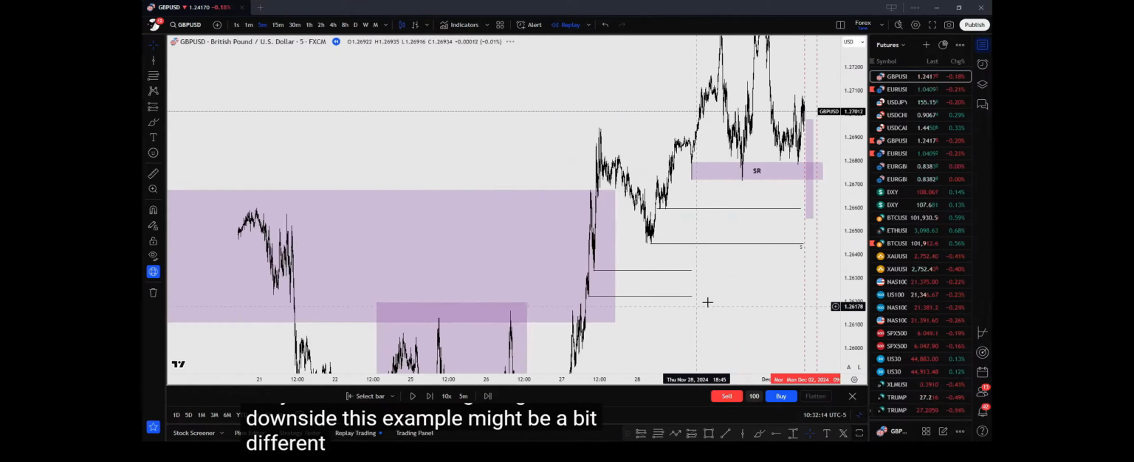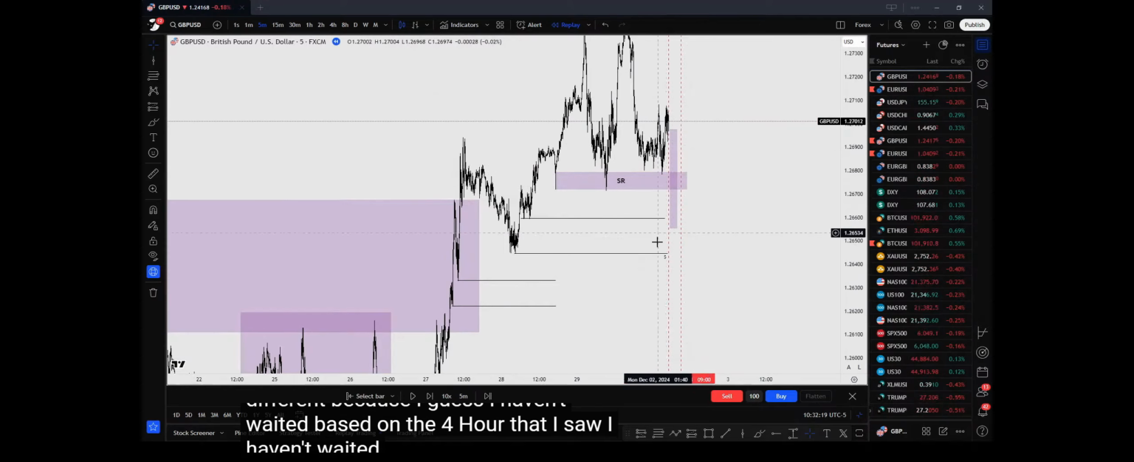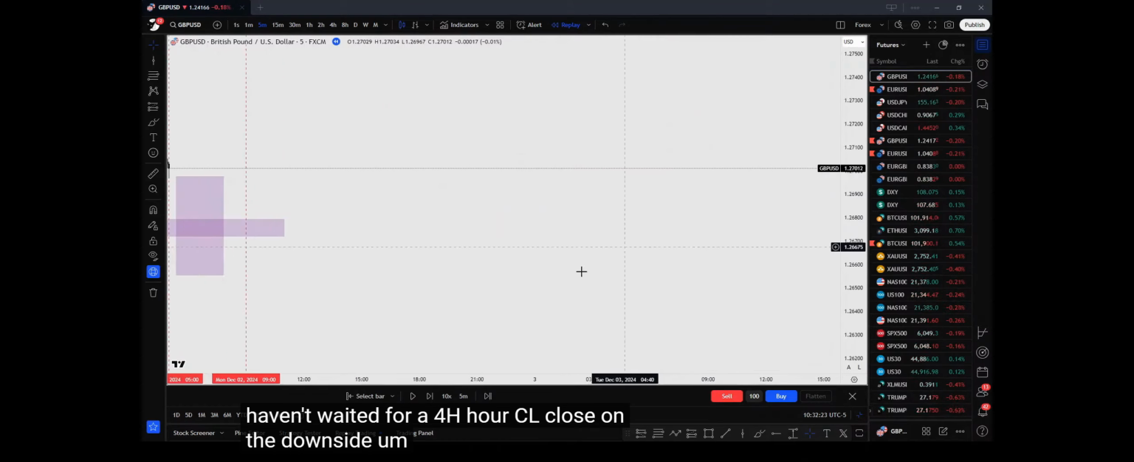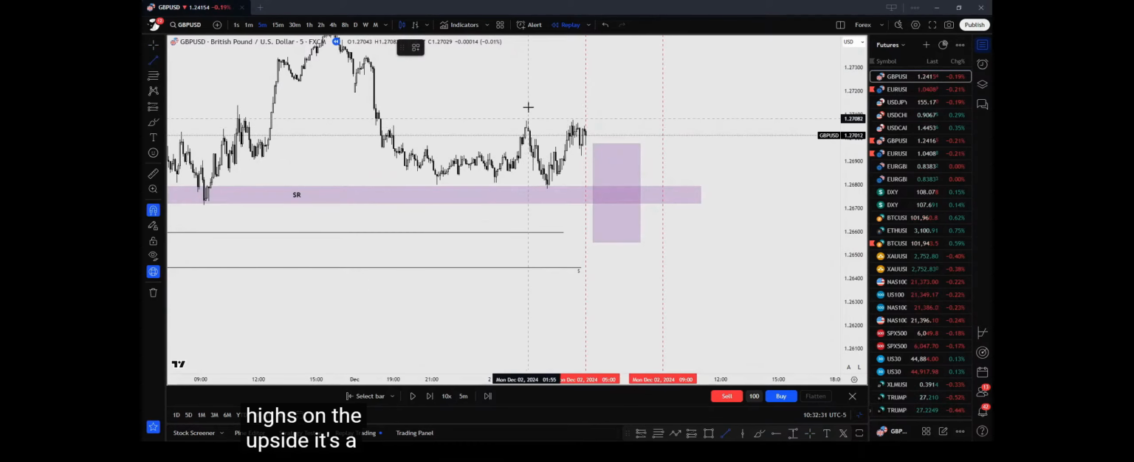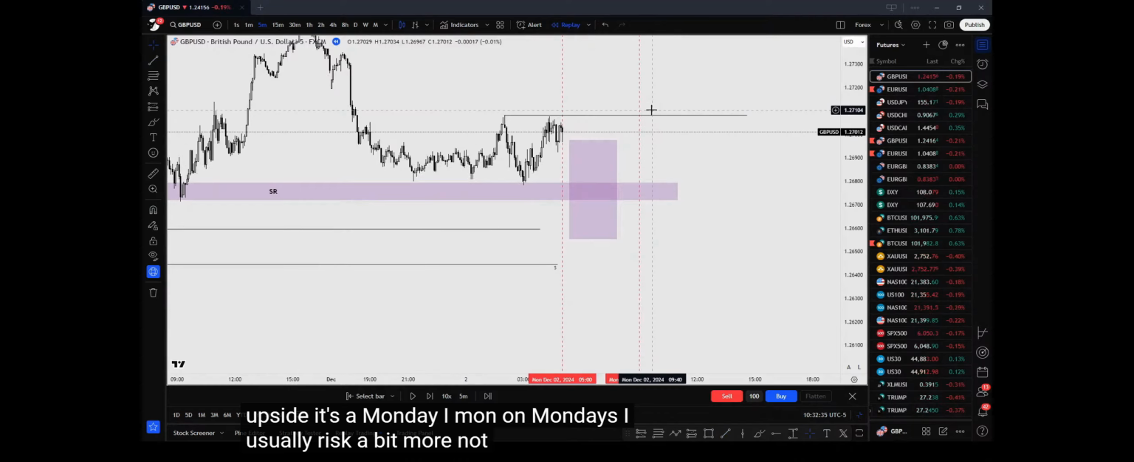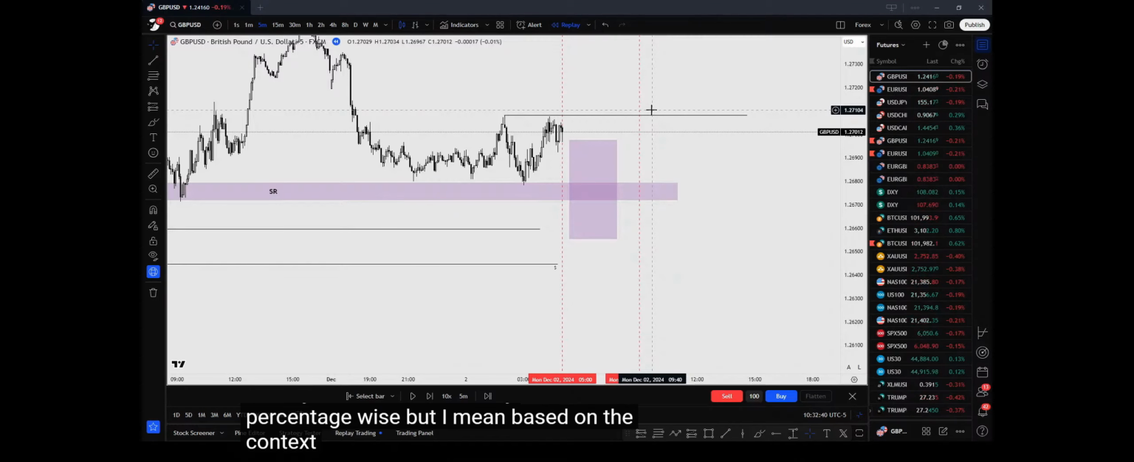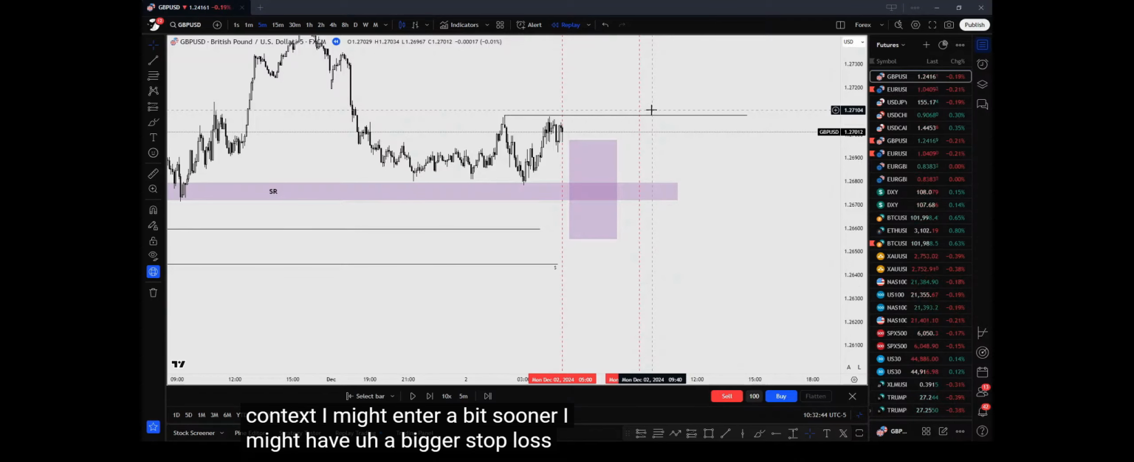This example might be a bit different because I guess I haven't waited based on the 4-hour that I saw. I haven't waited for a 4-hour close on the downside, and the reason was that I guess equal highs on the upside. It's a Monday. On Mondays, I usually risk a bit more, not by percentage wise, but based on the context, I might enter a bit sooner. I might have a bigger stop loss, but I will become a bit more risky and a bit less cautious.